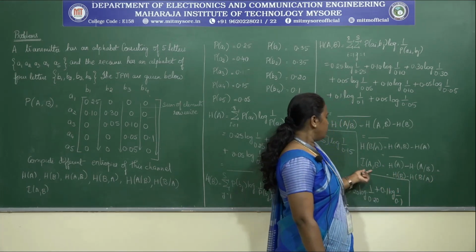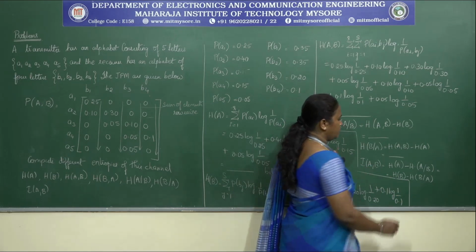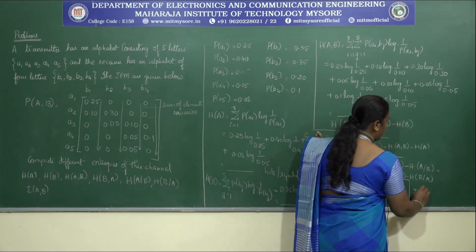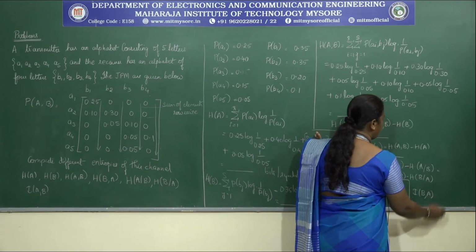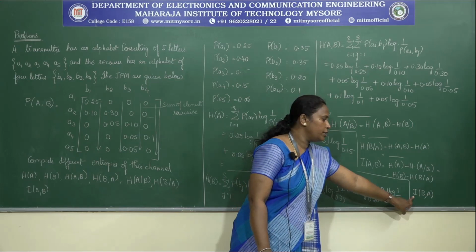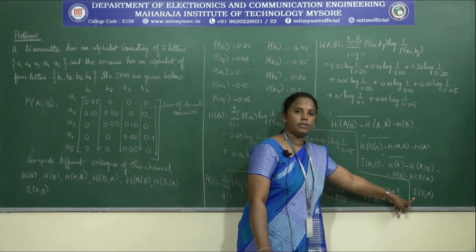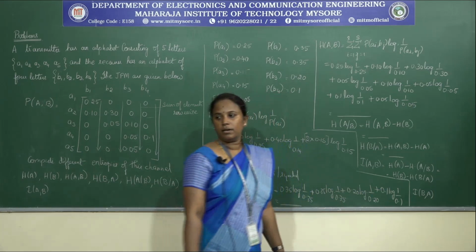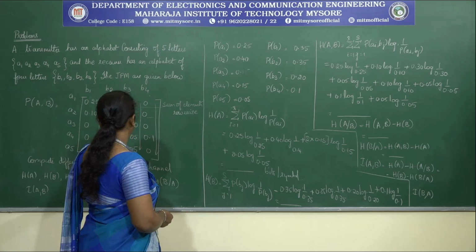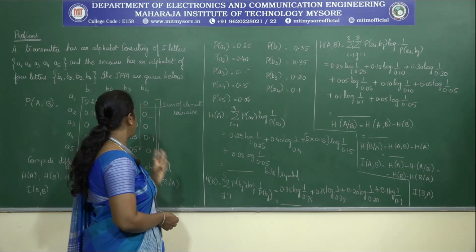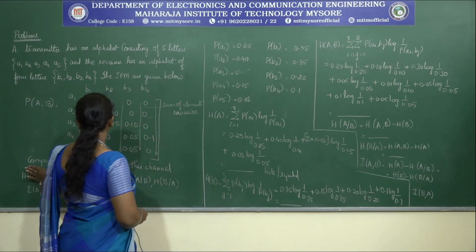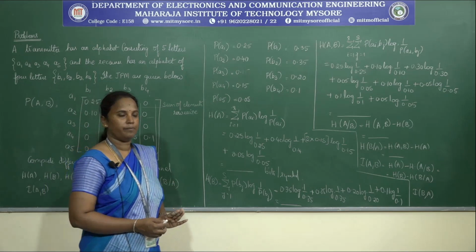Or you can use this equation also. So I of A comma B can also be verified, that is I of B comma A. If they ask, we also need to show that I of A comma B is equal to I of B comma A. So these are all the entropies you need to calculate. If they have not specified which entropies you need to calculate, or if they ask you in general, compute different entropies of this channel.